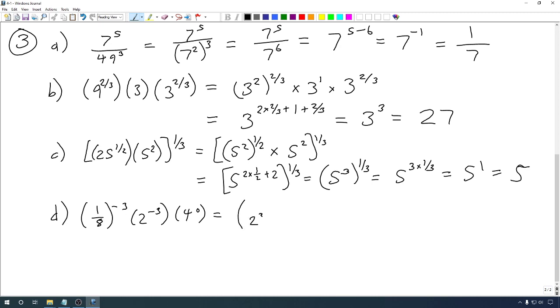8 is 2 cubed. Of course, 2 is 2 to the first power. We don't have to do anything there. But I'm not going to bother with the 4. The 4 is just a 1. So I'm just going to put a 1 there, and it will go away in the next step.